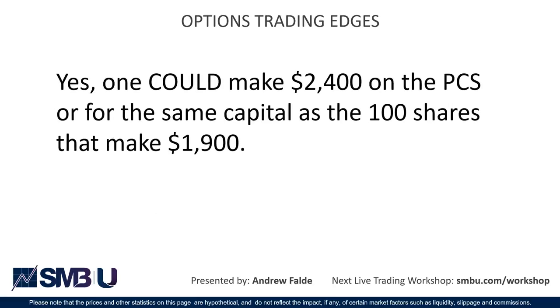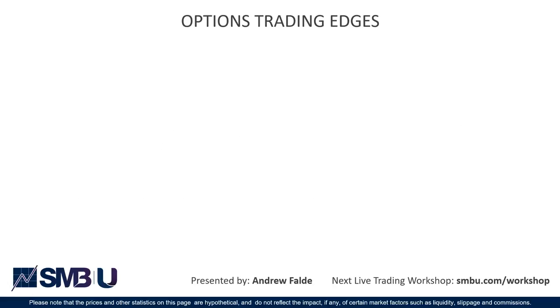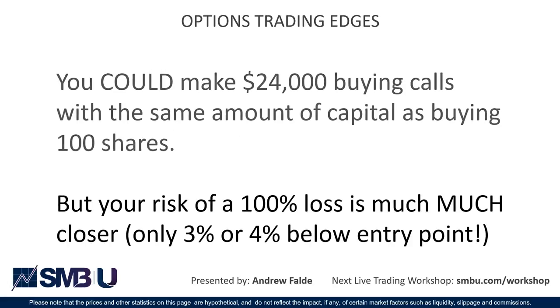Yes, you could, for example, make $2,400 in the put credit. I said 27 because you couldn't quite get to 9. It was 8 point something. So 2,400 on the put credit spread for the same capital as 100 shares. That only makes 1,900. But like we said, 8% drop, you lose your money. All right. It's kind of a repeat there.